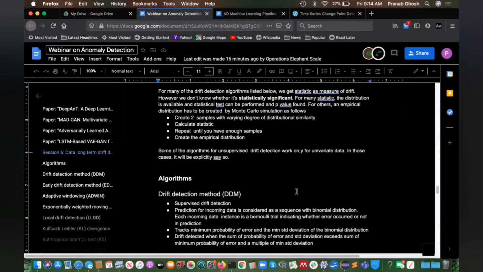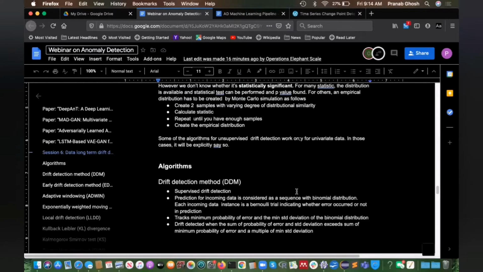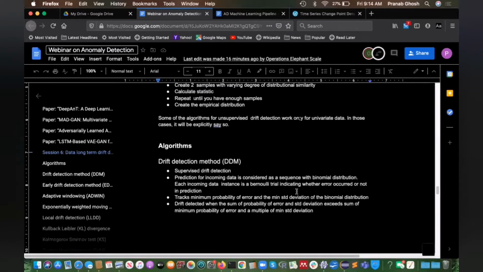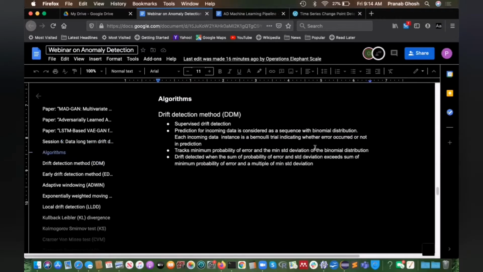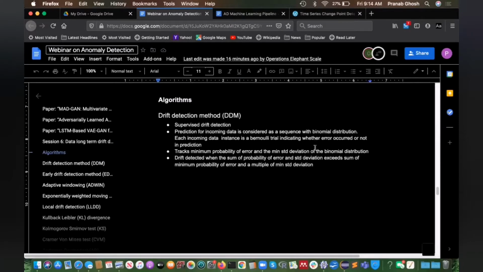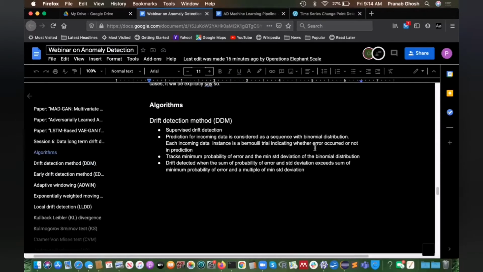Some of the algorithms for unsupervised drift detection will only work for univariate data. So in those cases, I have explicitly indicated. Now, I have a long list of algorithms. I'm not sure I'll have enough time to cover them all, but I'll do my best. Anyway, you have access to the Google Doc. You can look at it.